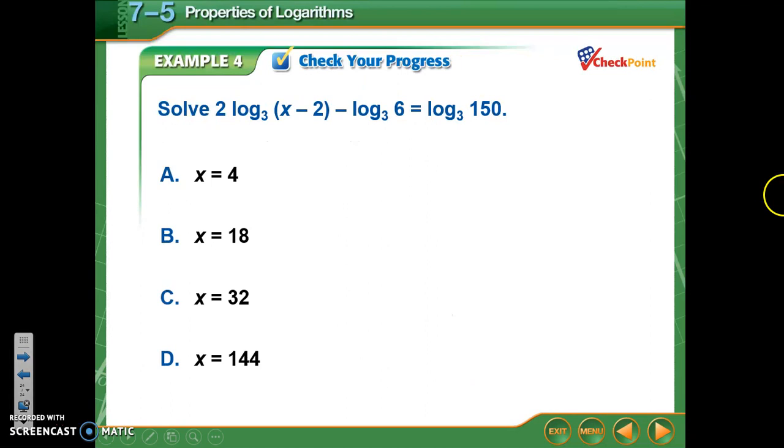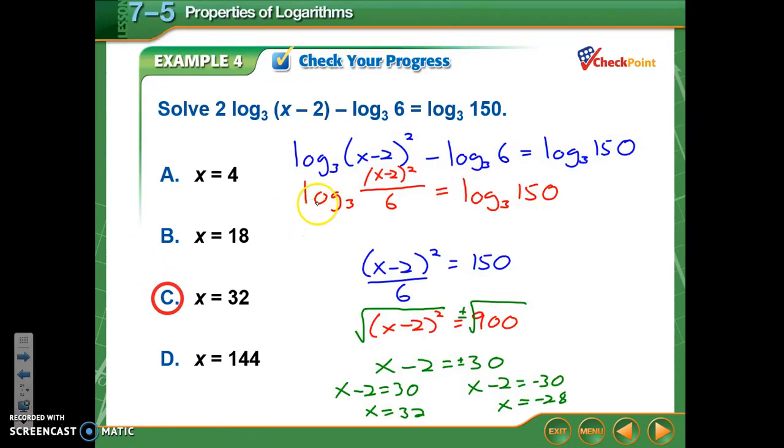So you guys try the same thing, working backwards from the properties, solve this equation. In this case, we get x equals 32. All right, so here's the work. I started by moving this coefficient to be the exponent of what's inside the logarithm, so x minus 2 quantity squared. Then the subtraction of 2 separate logs becomes the quotient inside of a single logarithm, x minus 2 quantity squared over 6. And then now I have a single logarithm on each side, base 3, so I can drop those off. What's inside the logarithms has to be equal. X minus 2 quantity squared over 6 equals 150.